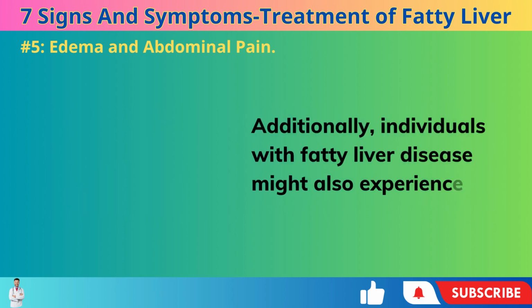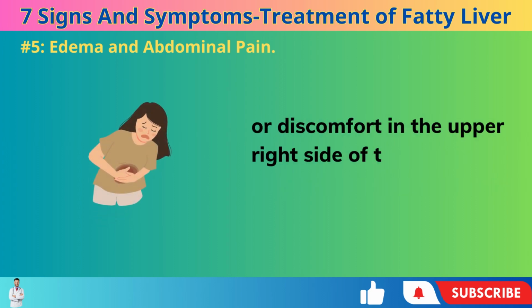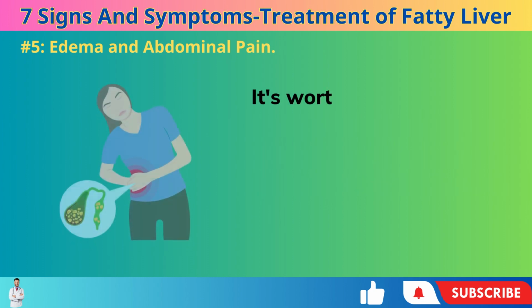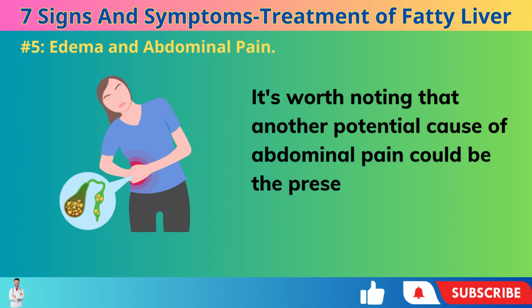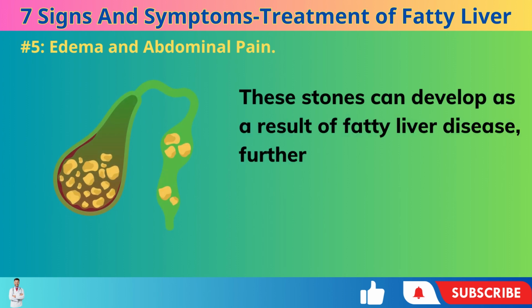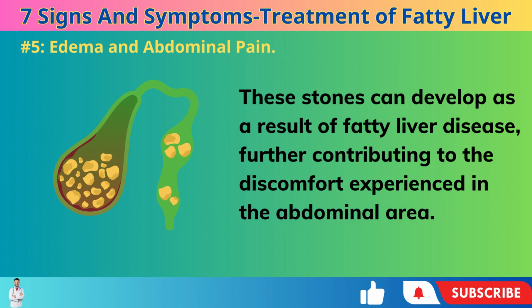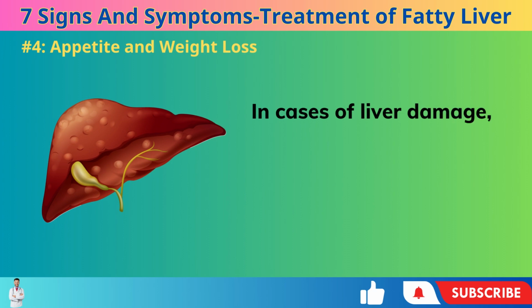Additionally, individuals with fatty liver disease might also experience pain or discomfort in the upper right side of the abdomen, where the liver is situated. It's worth noting that another potential cause of abdominal pain could be the presence of bile duct stones. These stones can develop as a result of fatty liver disease, further contributing to the discomfort experienced in the abdominal area.